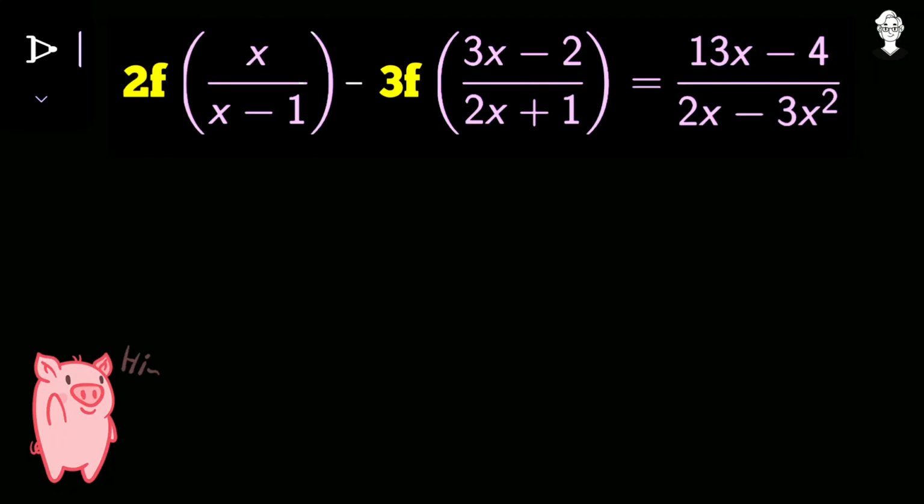So today we have a nice functional question. The given equation is that 2 times f of x upon x minus 1 minus 3 times f of 3 times x minus 2 upon 2 times x plus 1 is equal to 13x minus 4 upon 2x minus 3x square, then find the value of f of x. So let us see the solution. How can we solve this?